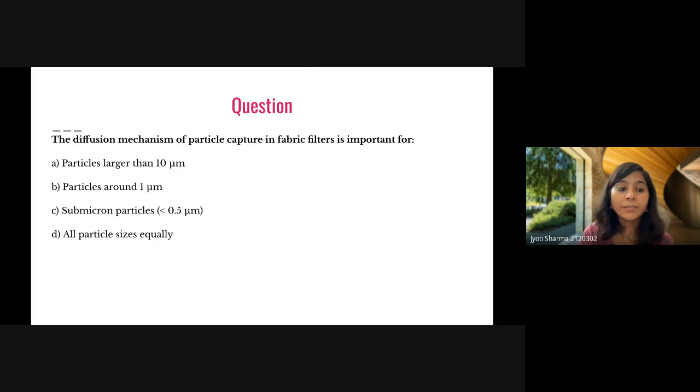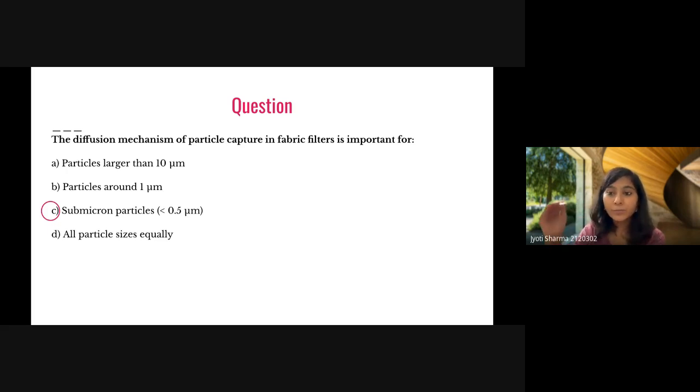Okay, so the next question: the diffusion mechanism of particle capture in a fabric filter is important for which particles? Larger than 10 micrometers, around 1 micrometer, submicron particles, or all sizes equally? Venkateshwar and Priscilla chose C. Yes, we already have talked about this.